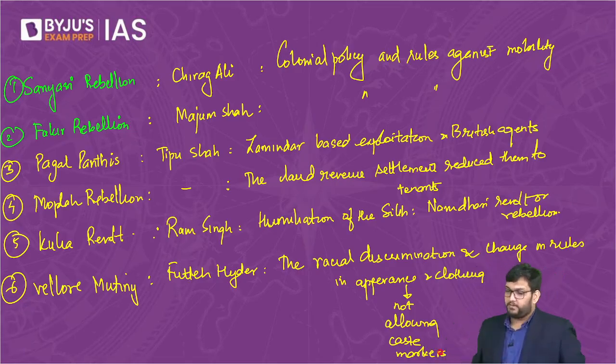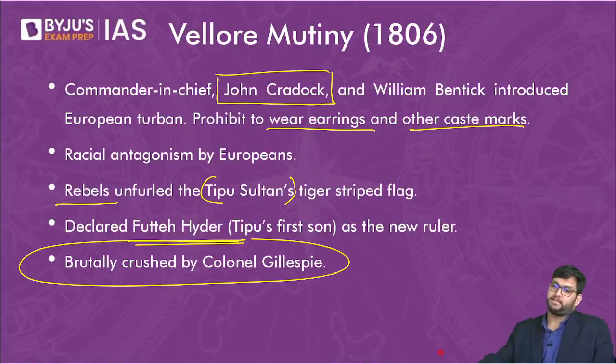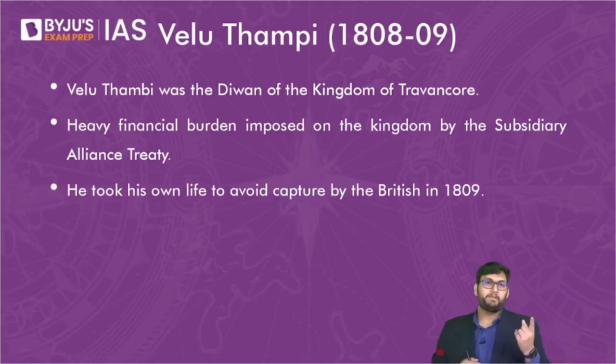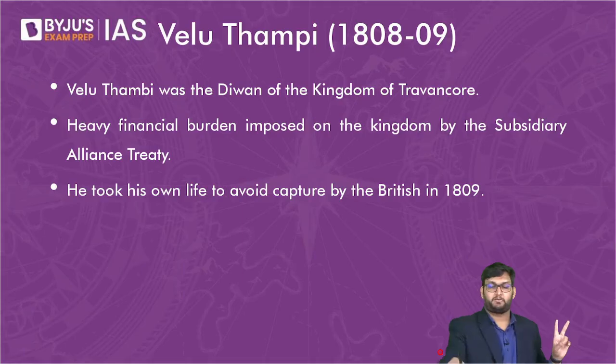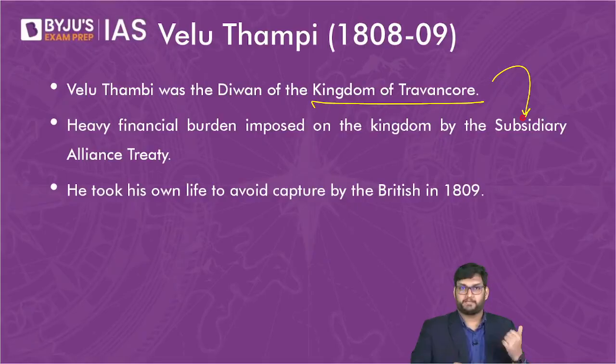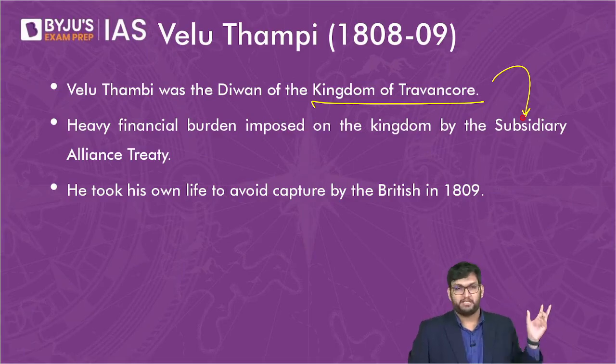Now, the next is Velu Thampi. Velu Thampi was the Diwan of the Kingdom of Travancore. And when the Kingdom of Travancore went into subsidiary alliance, it created an immense burden on the treasury of Travancore. And once the subsidiary alliance started to take away the area of the Travancorean sector, Velu Thampi is going to rebel. He is going to fight.